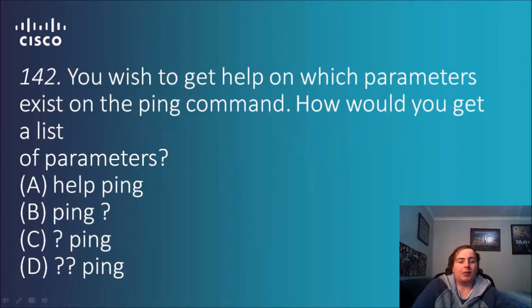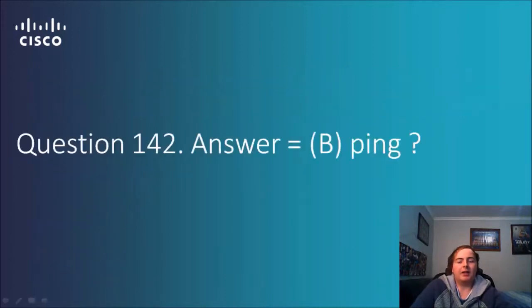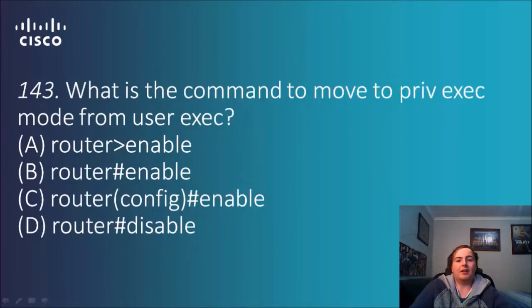142, you wish to get help on which parameters exist on the ping command. How would you get a list of parameters? Help ping, ping question mark, ping question mark, ping. A couple of question marks there. Very similar to Windows here. Whenever you want to find out more information about something, you type in a relevant command that the database understands, then put a space in between and then a question mark. That gives us the answer as B, ping with a space and the question mark, to get all the commands you can do with ping.